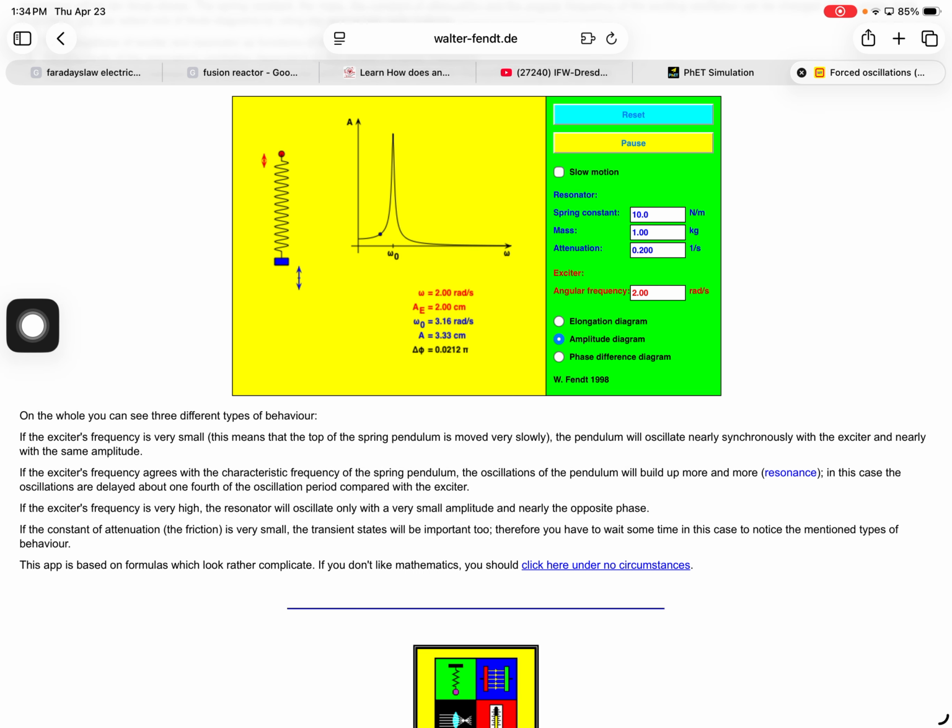Right now, the driving frequency is not matching the natural frequency, so you're not pumping energy at the right time. It's like pushing a child, except that you're pushing randomly. Sometimes you're pushing the child when the child is coming at you, and so you're slowing it down. And sometimes you're pushing the child when the child is moving away from you, and the push is not as effective. You're not pumping energy.